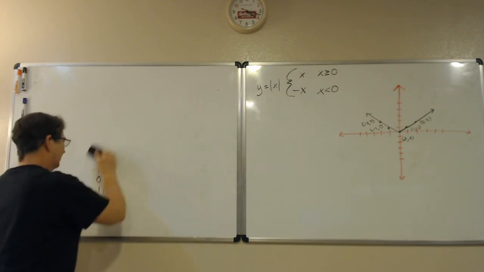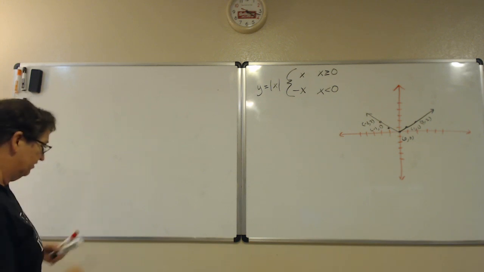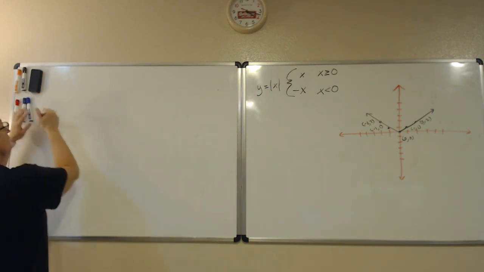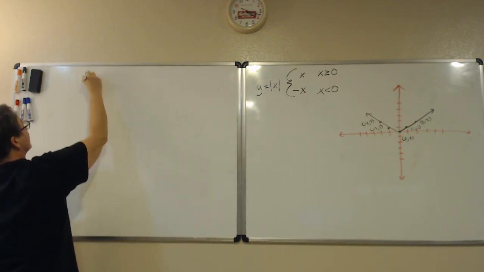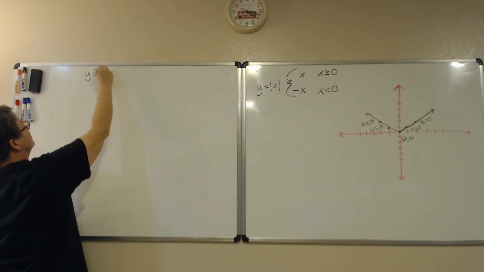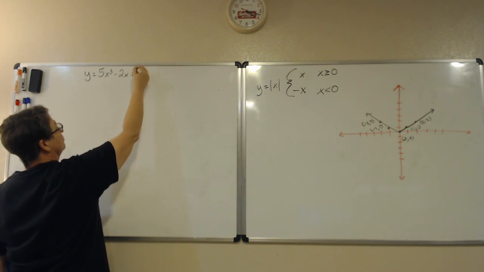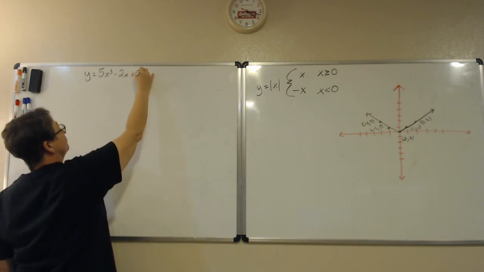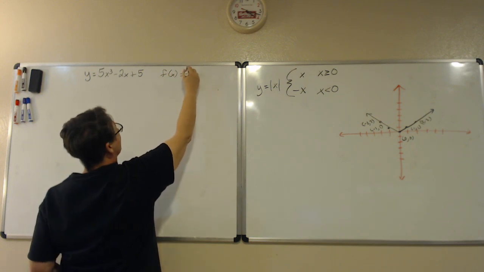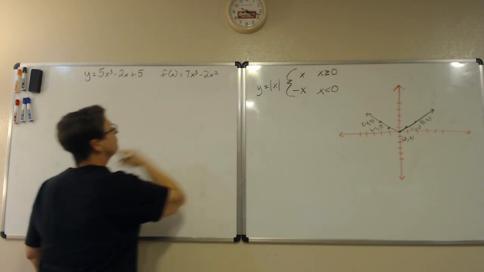Let's talk next. See if you can figure out what makes all these the same. See if you can figure out what kind of function this one is. So I'll give you a bunch of family members first. We got, how about 5x cubed minus 2x plus 5. Or in function notation, 7x cubed minus 2x squared.